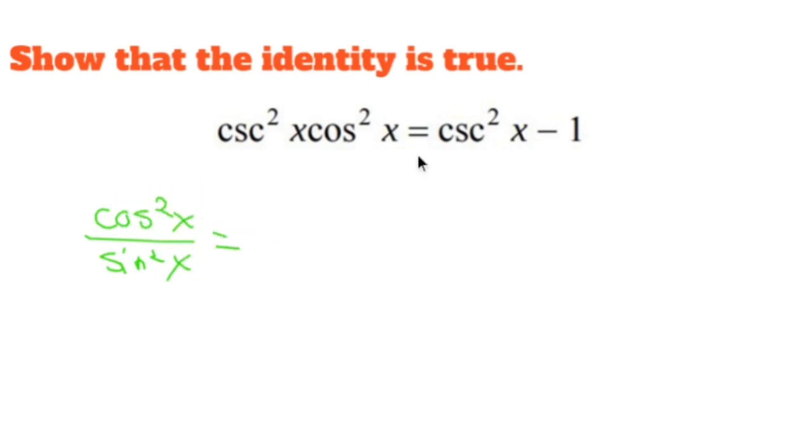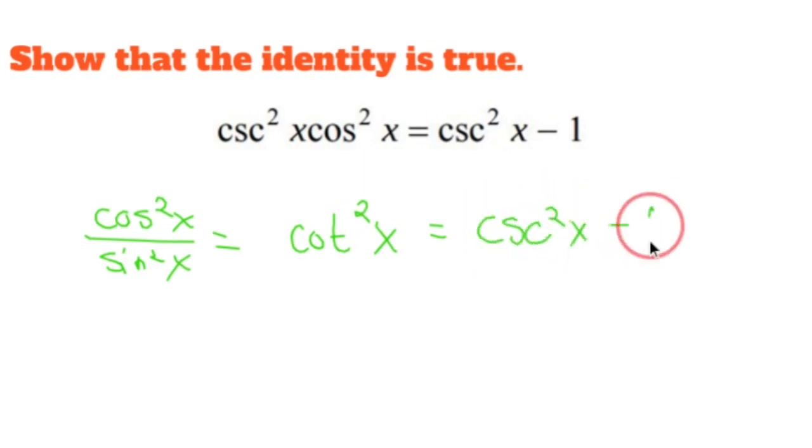And let's try to change it into something that looks like that. Cos over sine is cotangent. So cos squared x over sine squared x is cotangent squared x. There is a little rule that says that cotangent squared x is cosecant squared x minus 1. And because of that, that allows us to arrive to our answer.